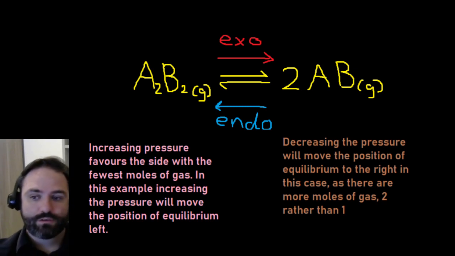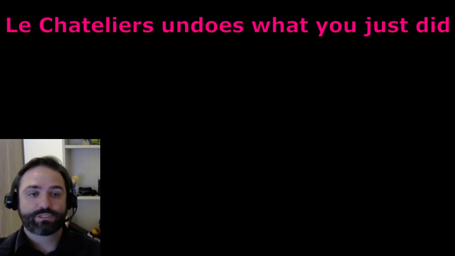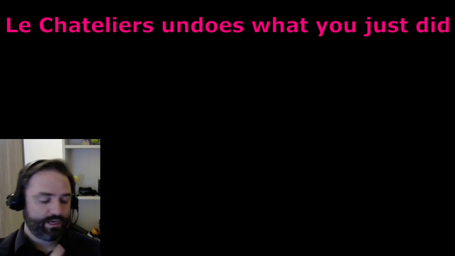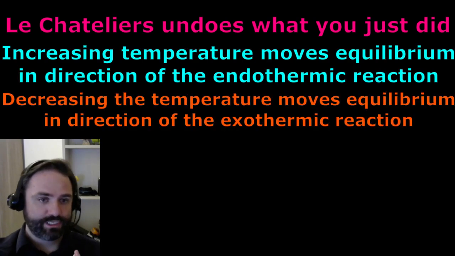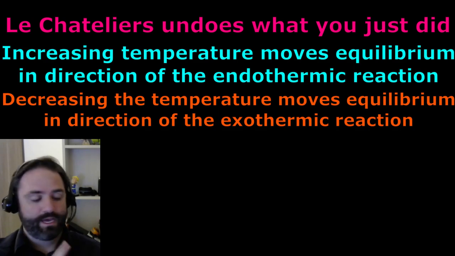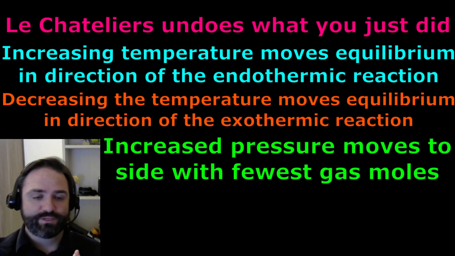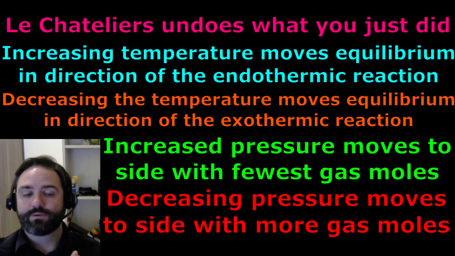So to summarize, Le Chatelier's principle states, whatever you do to a closed system at equilibrium, it does the opposite. That means increasing the temperature favors the endothermic side. Decreasing the temperature moves the position of equilibrium to the exothermic side. Increasing the pressure moves the position of equilibrium to the side with fewer molecules. Decreasing the pressure moves the position of equilibrium to the side with more molecules.